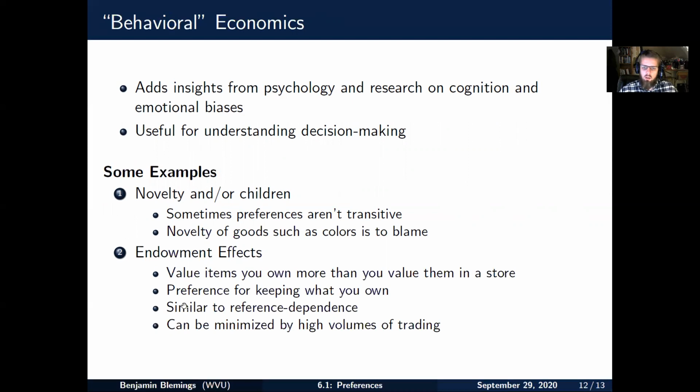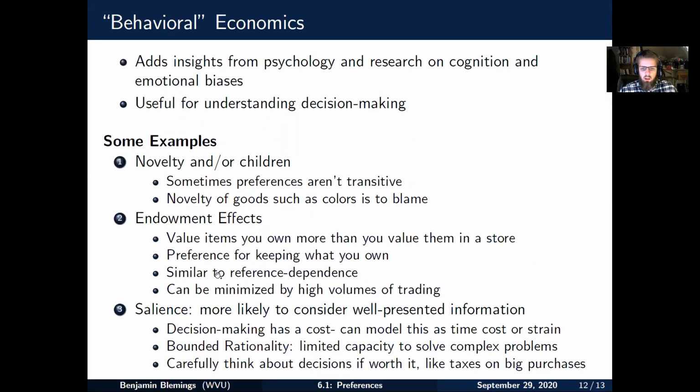It's similar to the idea of reference dependence in preferences, which is a topic of the discussion board. And we can reduce the effect of endowment effects by having higher volumes of trading, by gaining experience. And then salience, so you're more likely to consider well-presented information. Decision-making has a cost, and you can model that. But if you make it easier for people to learn information, then they're more likely to consider it when they make their decisions.